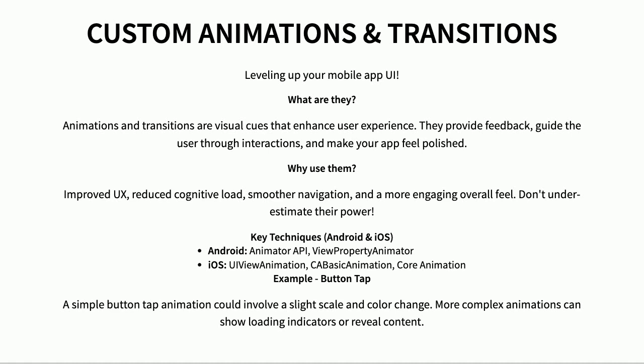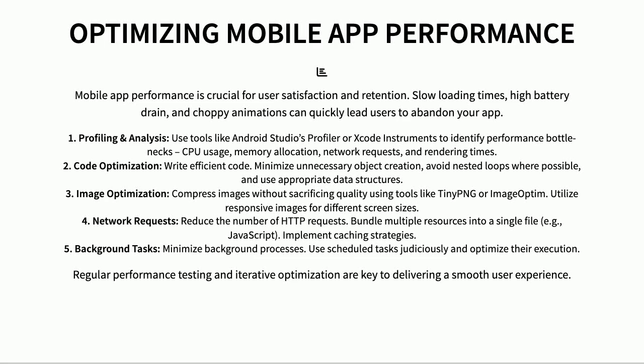Let's talk about making your mobile app run like a dream. Performance is everything. Users expect things to load quickly and feel responsive. The first step is figuring out where the bottlenecks are, using tools to see what's slowing things down. Then we can focus on writing efficient code, optimizing images, minimizing network requests, and carefully managing background tasks. It's an ongoing process of testing and tweaking to make sure your app feels snappy and keeps users happy.